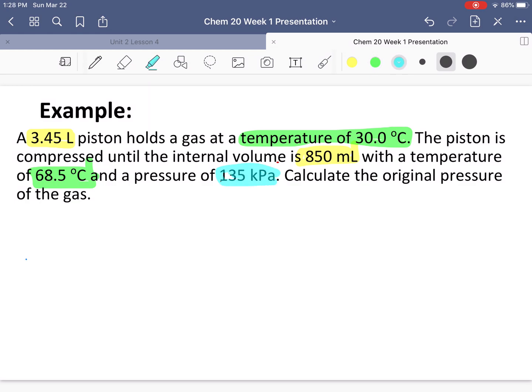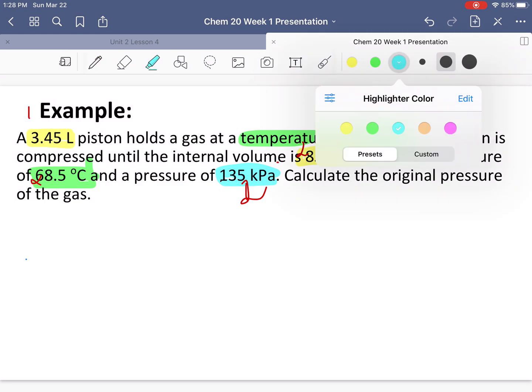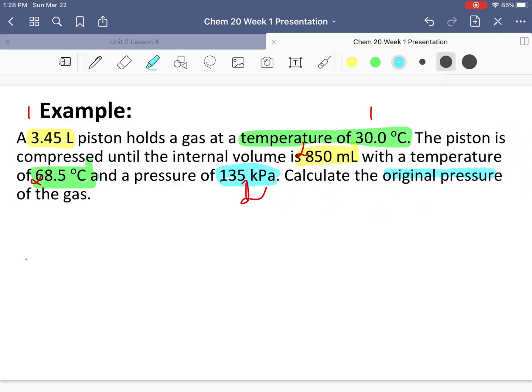our first pressure. Look at this, you already can kind of see how the question is going to go. I've got a first and a second volume. I've got a first and a second temperature, and I've got a first, oops, nope, not a first, read carefully, a second pressure. The whole point of this question is what the original pressure is. In other words, I need P1.